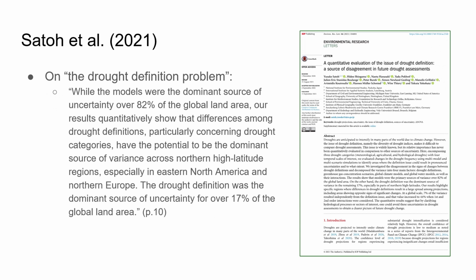This one may be my favorite paper I came across in this review. Sato et al. 2021 articulated what they and the IPCC call the drought definition problem. Basically, at high latitudes, the severity and frequency of drought that is assessed depends just as much on how you define the drought, in other words, which index and reference period is used, as it does on anything else. In these regions, the definition used was the dominant source of uncertainty in drought assessment.